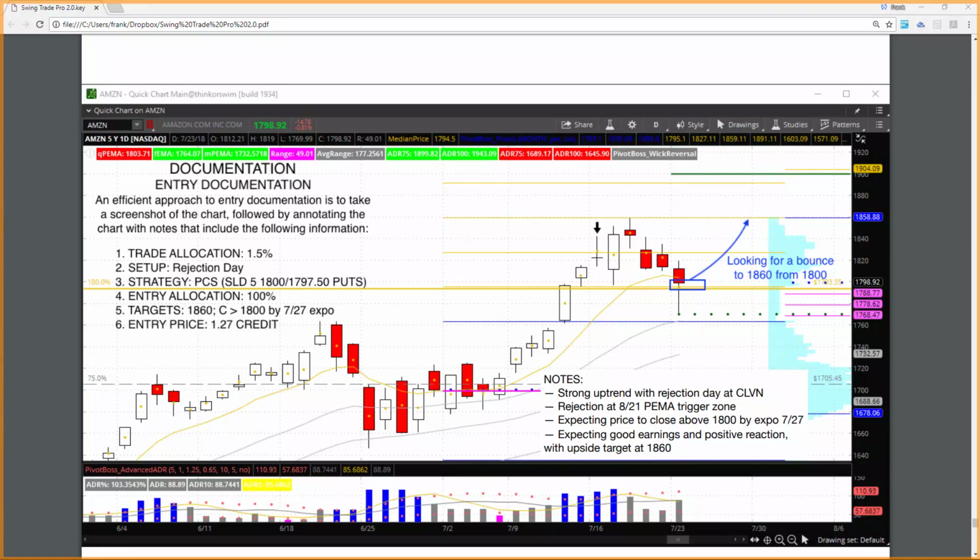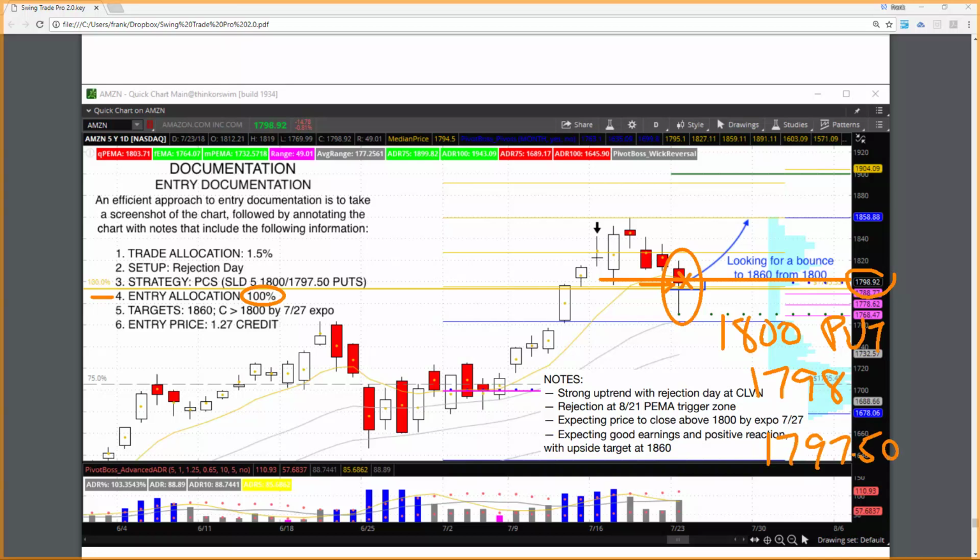Now, in this case, the entry allocation was 100%. I got in 100% of the trade right here, right where we're at. This isn't the end of the day, but as a matter of fact, this is right when I entered the trade. It was about 1798, and I entered a slightly out of the money put credit spread. So I sold the 1800 put when price was at about 1798, so it was a couple bucks out of the money. I also bought the 1797 half put for protection. So in case price was to drop through that area, I was covered.